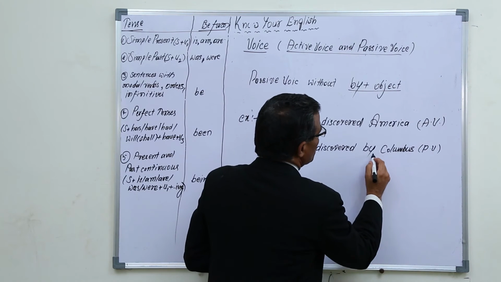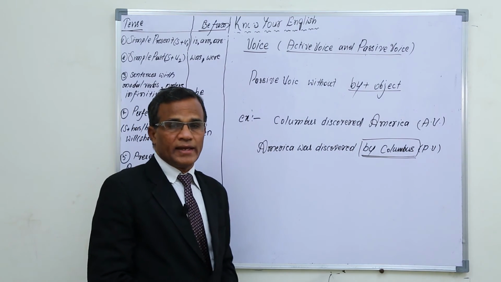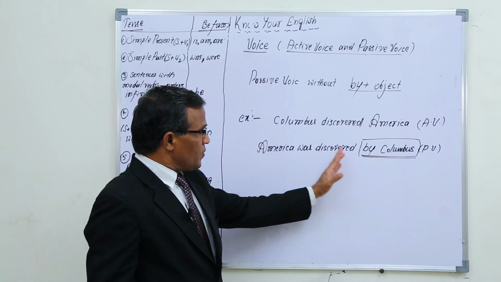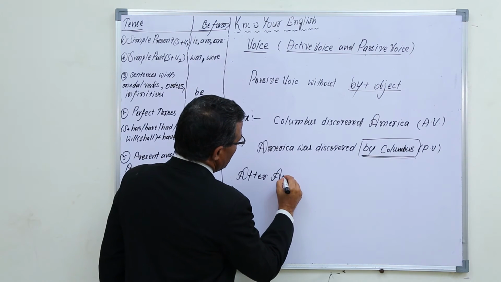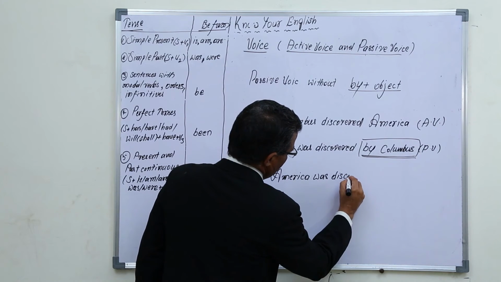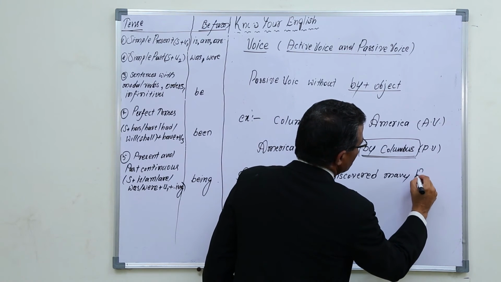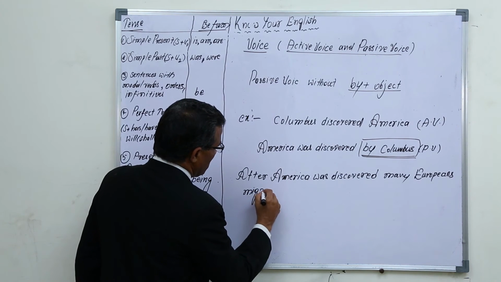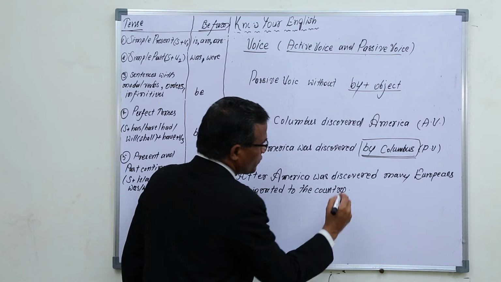But what I say here is, without by and object, we use passive voice in our day-to-day life the most. This is passive voice only. America was discovered. We don't want by whom. So we can make a sentence in this way: after America was discovered, many Europeans migrated to the country. This is more useful in our day-to-day life.